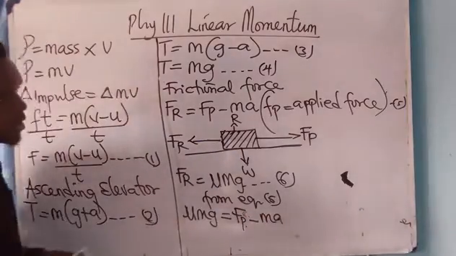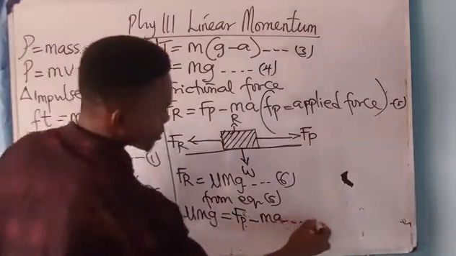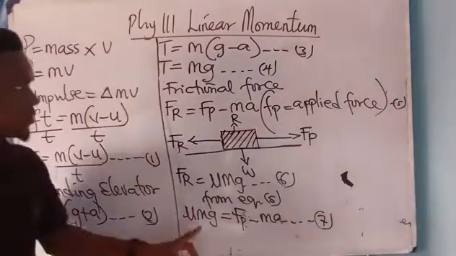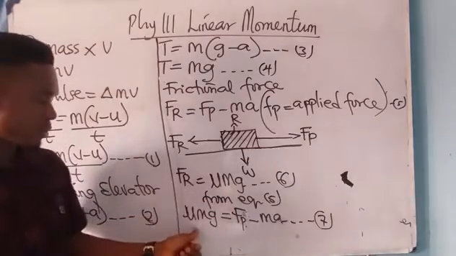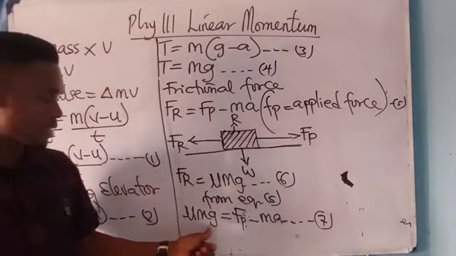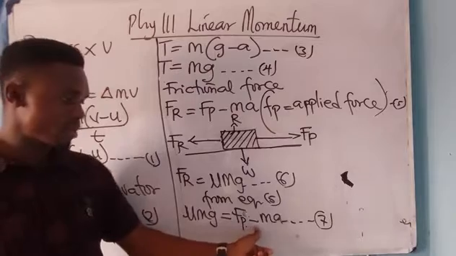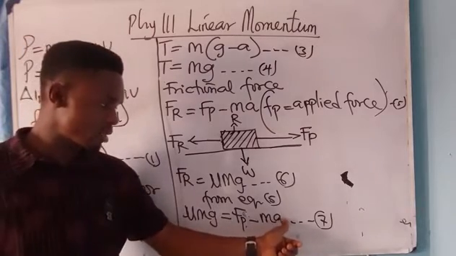Look at it. In this case 7, whenever you see F arrow, you put what? This formula that you have here. You now have coefficient of friction times mass times gravity equals applied force minus ma. Alright, take note of that.